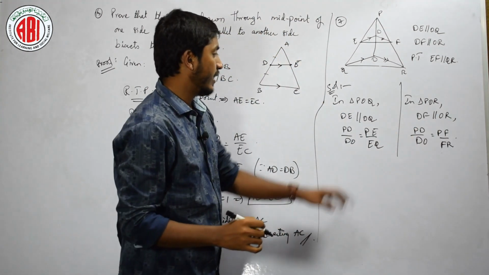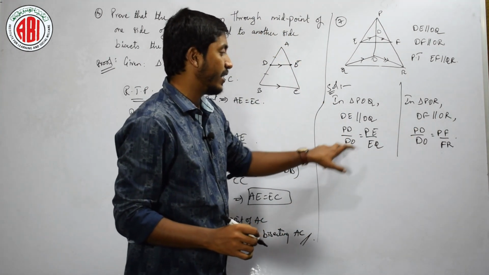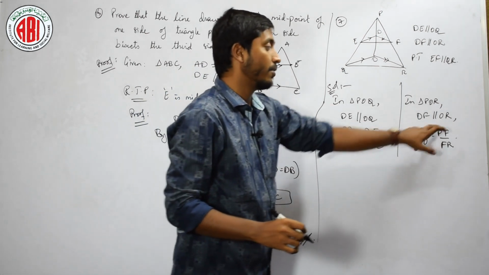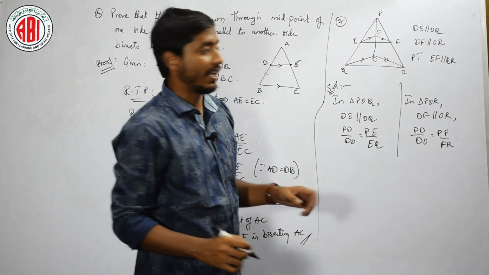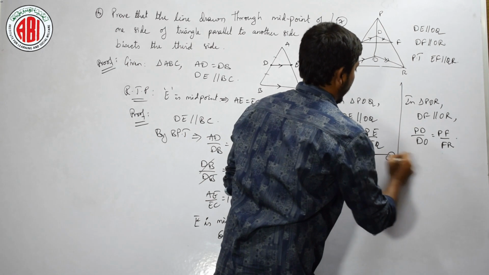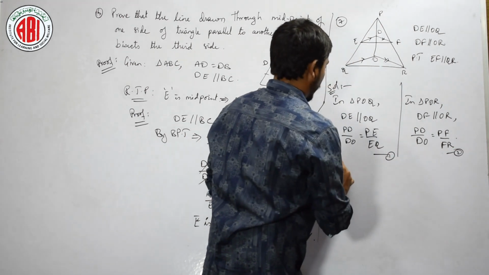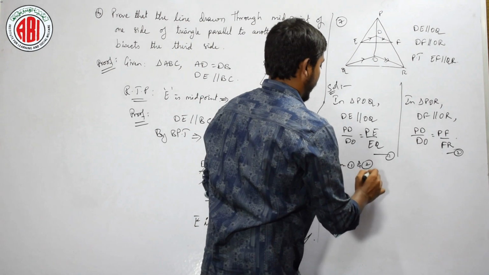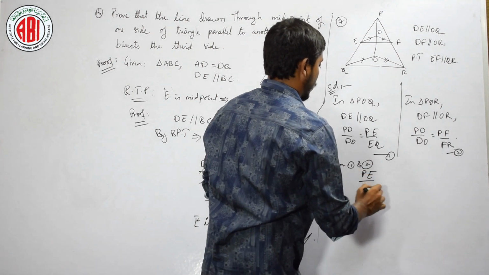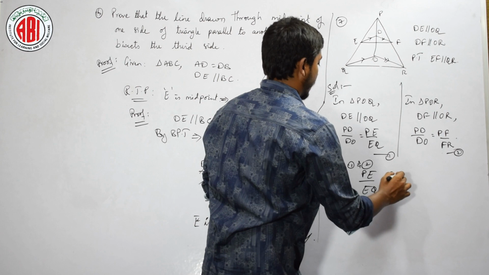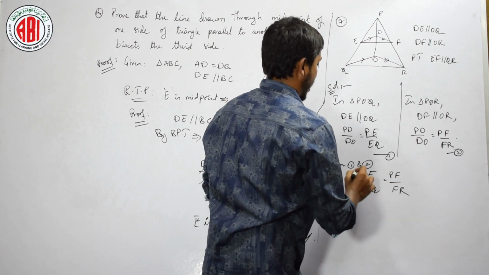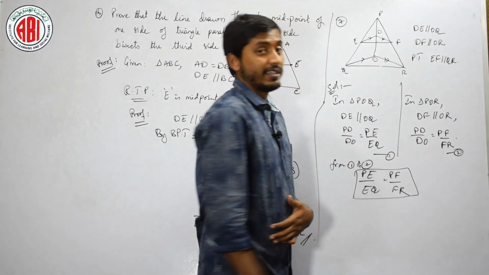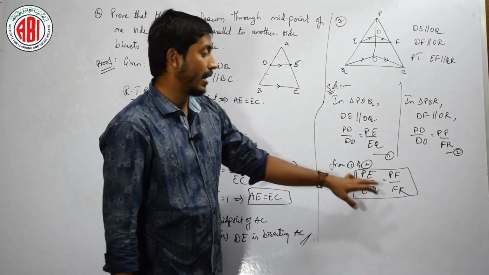Is there any similarity? This is PD by DO, this is PE by EQ. PD by DO, PF by FR. Are those both the same? Yes. From 1 and 2, I can write PE by EQ is equal to PF by FR. Are these both the same? Yes, they both are the same.